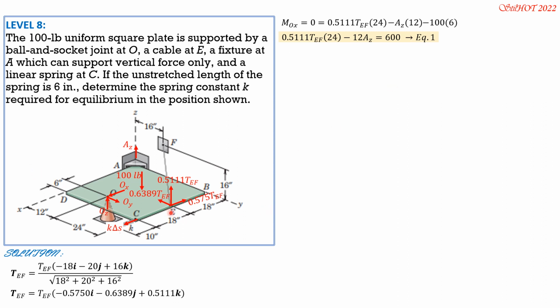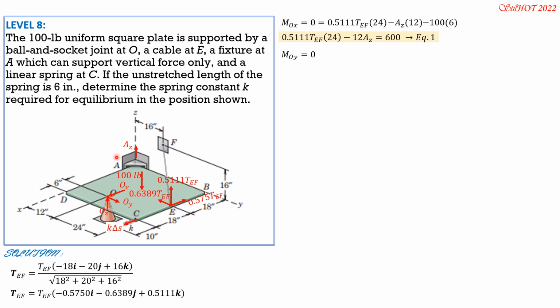Next is moment about OY equals 0, so that it involves the same unknowns. K delta S will not be involved because O and C are on the same horizontal plane. So K delta S passes through the OY axis. It has no moment. So same is true with this component and this component, parallel, and this one passes through OY, same plane. So only this vertical component of tension has moment about OY.